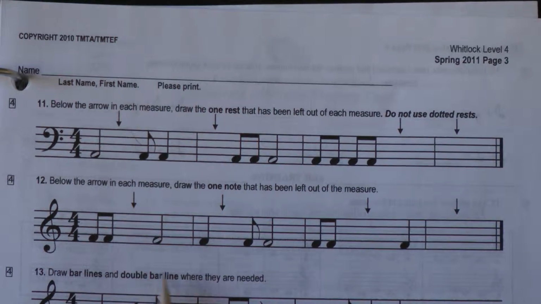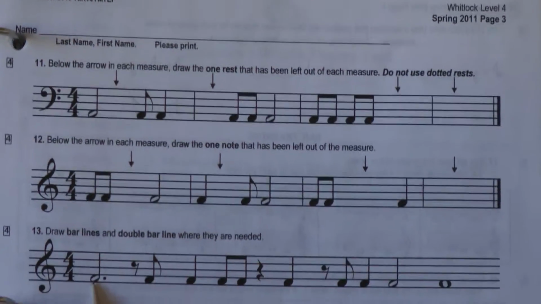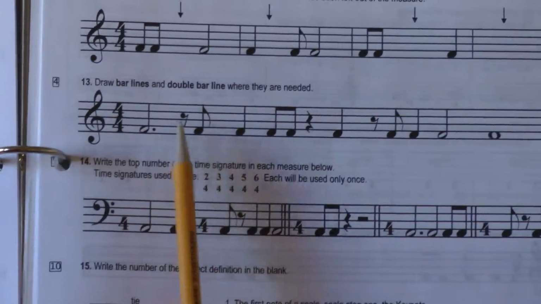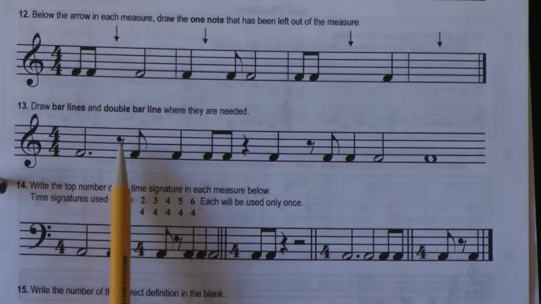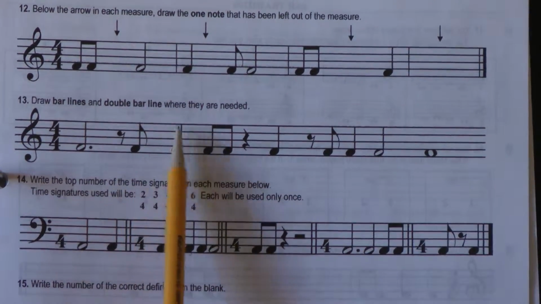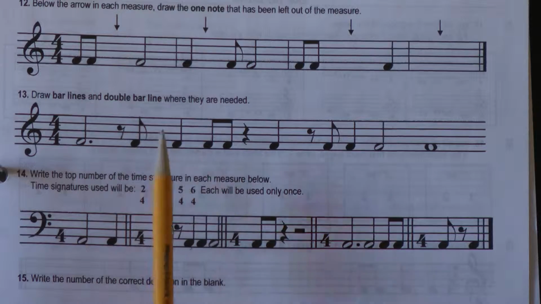Now you're going to draw the bar lines wherever they're needed. So you're going to have to count 1, 2, 3 for the dot, 4 and. Here's an eighth rest and an eighth note. Those 2 together equal 1 beat. So here's your first bar line right there.